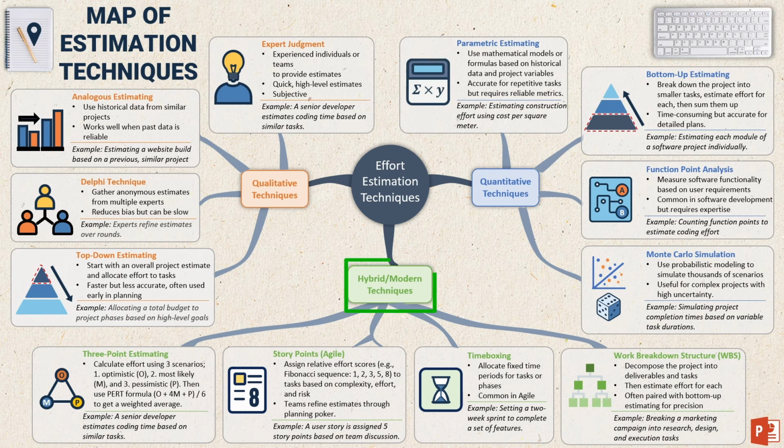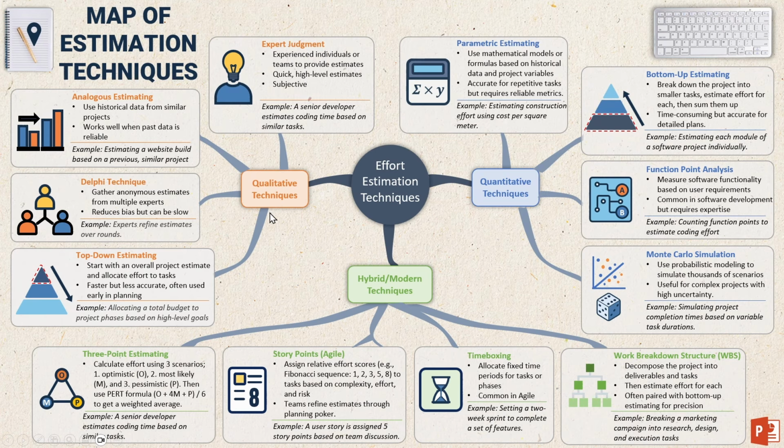Estimation techniques can be divided into three groups. First is qualitative techniques. These are based on expert opinion or subjective judgments. Second, we have quantitative techniques. These are data-driven or mathematical approaches. When you need precision, we use these techniques. Lastly, we have hybrid or modern techniques. These combine qualitative and quantitative methods to get the best of both worlds. Or they include modern techniques used in Agile methodologies.